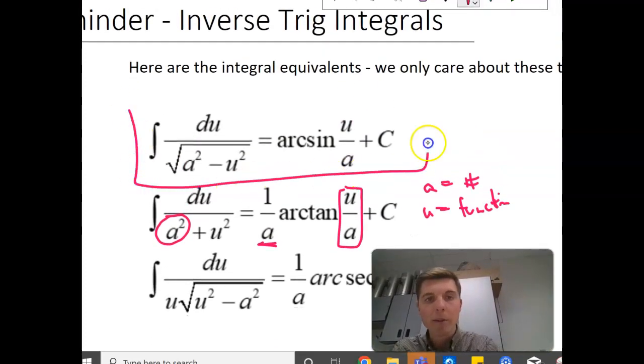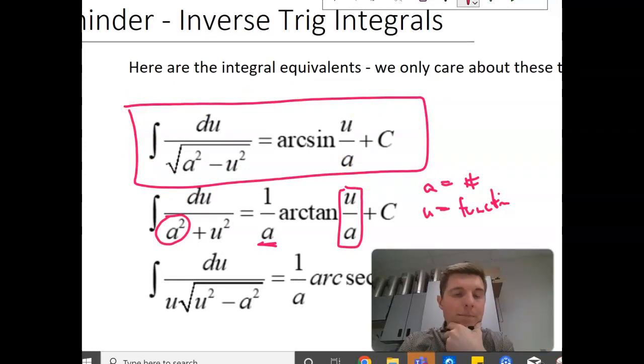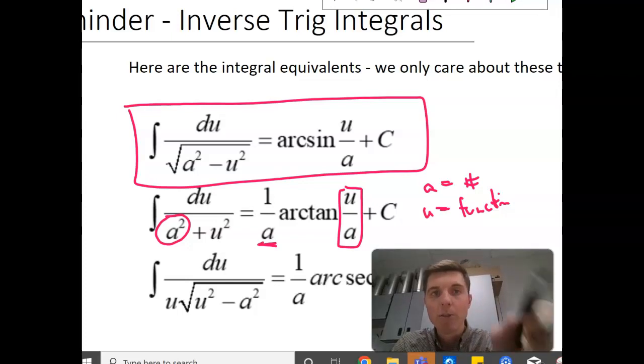So check out this formula. It might be this one. And in fact it is this one. So this one is arc sine. We just got to put it in that form. So that's our goal for right now.